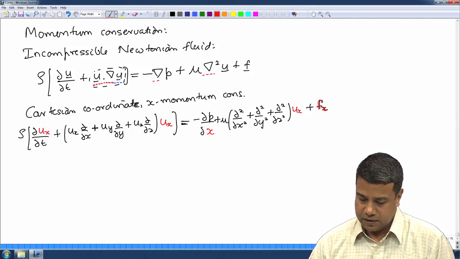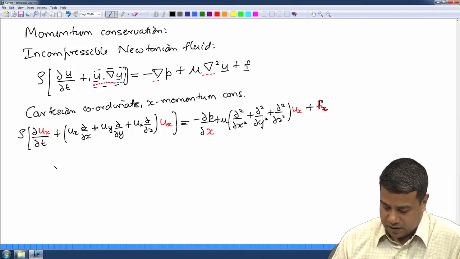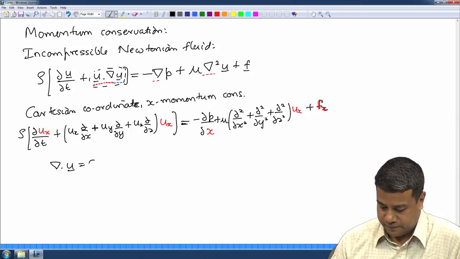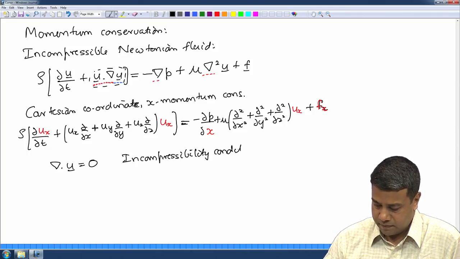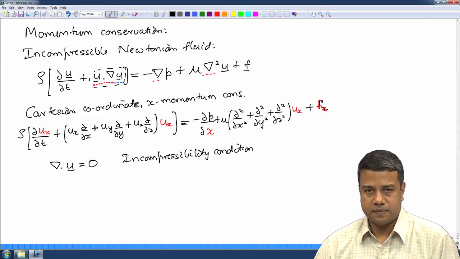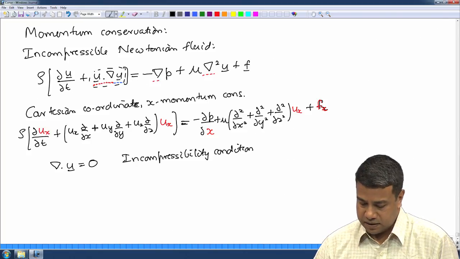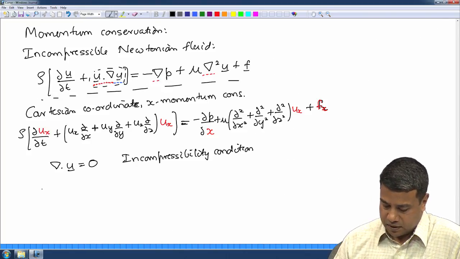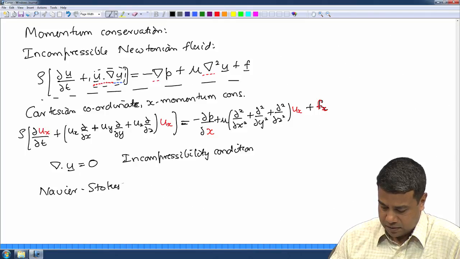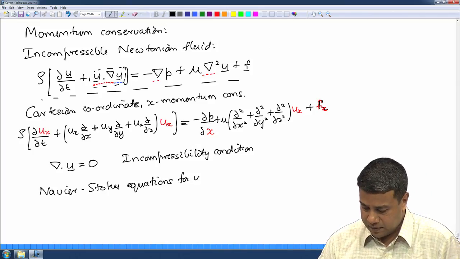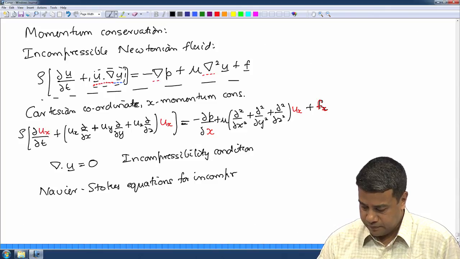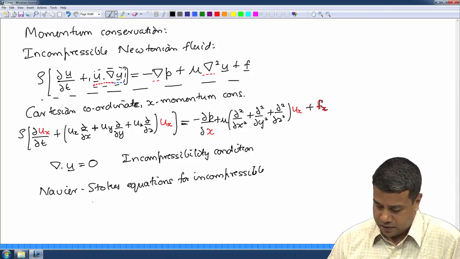So, this combination of the incompressibility condition and this momentum conservation equation are what are called the Navier Stokes equations for incompressible Newtonian fluids.